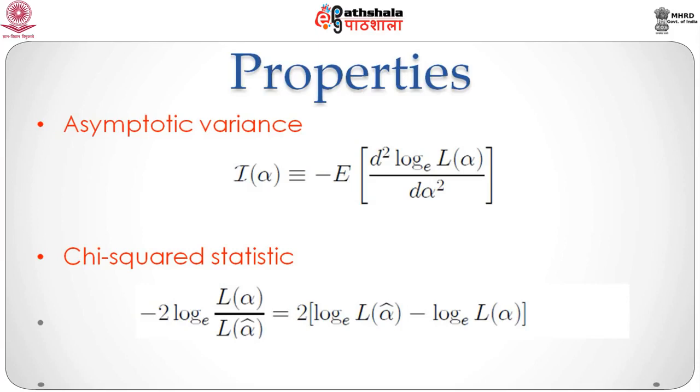We can also define the likelihood ratio corresponding to a distribution. So minus 2 log of L alpha by L alpha hat, where alpha is some pre-specified value and alpha hat is our maximum likelihood estimator, is equal to twice of log L alpha hat minus log L alpha, and it is well known that this follows a chi-squared distribution and can be used for the purposes of inference. We have assumed here that alpha is a single scalar parameter. These properties can easily be generalized to the case where we have a vector valued parameter.